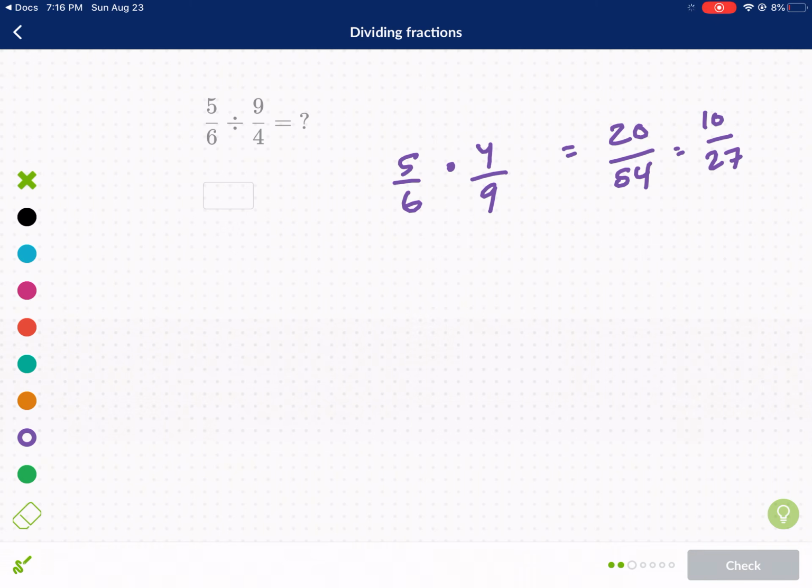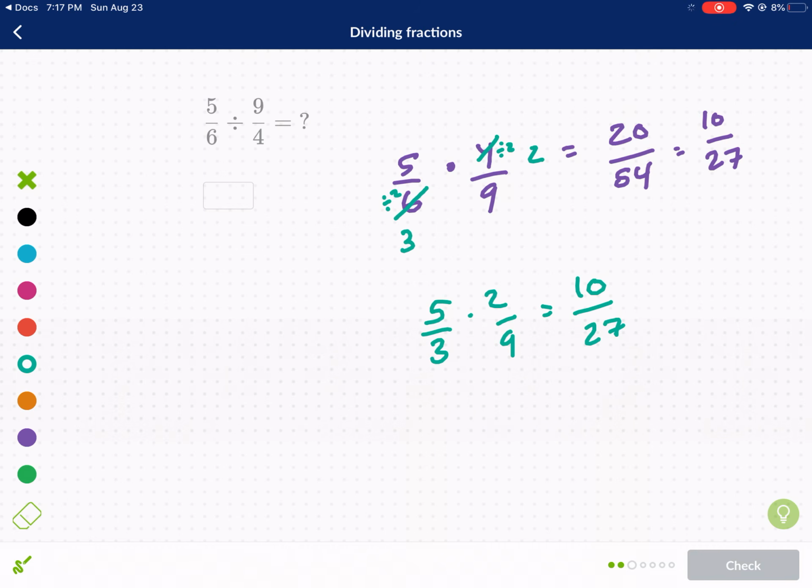That's a good way to do it. That's not bad. But what you can do is you can cancel before you multiply, save yourself some work. Notice that the 6 and the 4 both have factors of 2. So we can divide both those by 2, and we get 3, and we get 2. So we have 5 over 3 times 2 over 9, and that equals 10 over 27. See how we got the same thing?